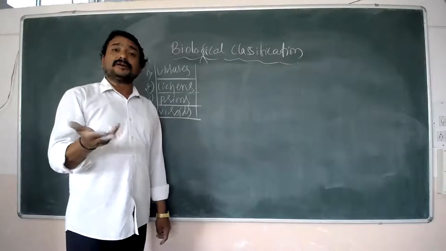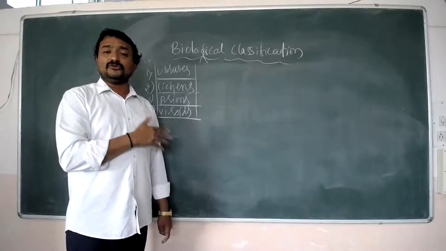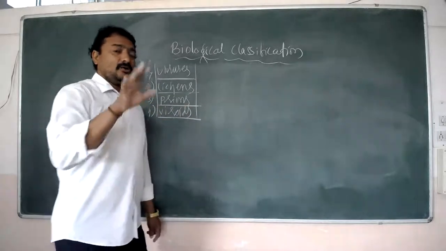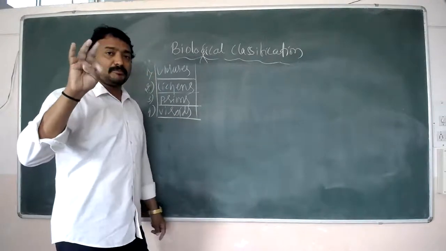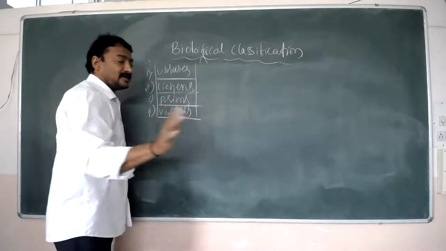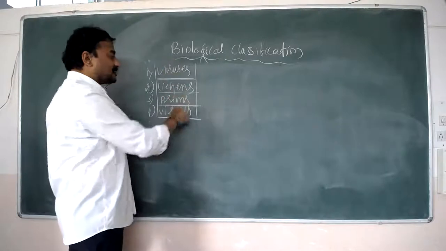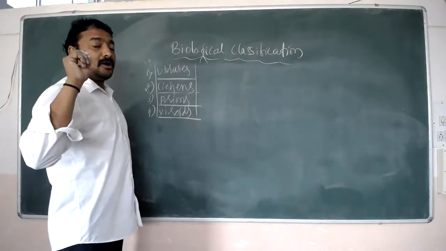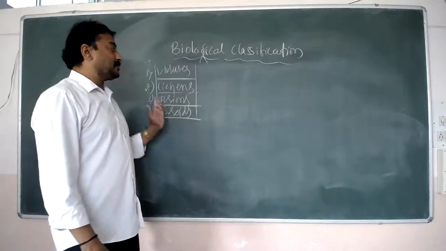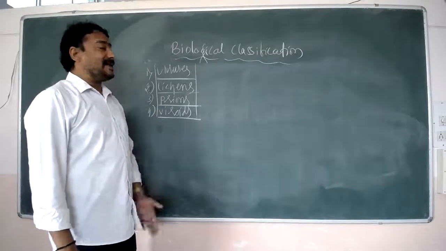These may be kept in other kingdoms. By framing a new kingdom, they may frame a new kingdom separately for them and keep them in that. But right now, we study the five kingdoms: Monera, Protista, Mycota, Plantae, Animalia. Viruses, lichens, prions and viroids are not studied under any of the five kingdoms because they do not obey the rules of those kingdoms. That's why R.H. Whittaker kept these separately, without keeping them under any kingdom.